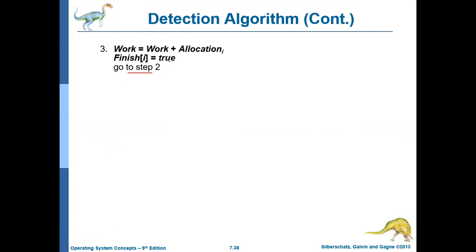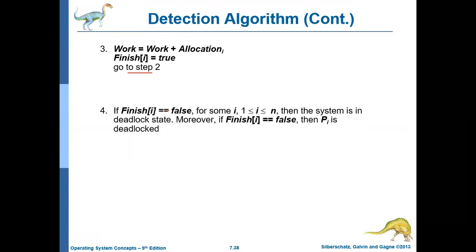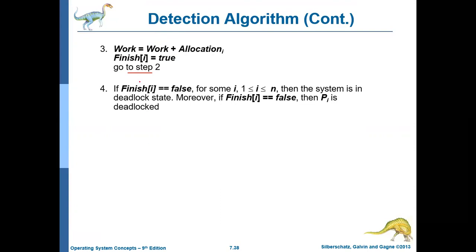Like that, you identify all such processes which are not finished, and whose request is less than work, and keep on doing that. If you are unable to find such a process, then go to step 4. In step 4, you check if there is at least one process for which finish of i is equal to false, then it means the system is in a deadlock state, because we are unable to find a safety sequence. Basically, this is a safety algorithm.